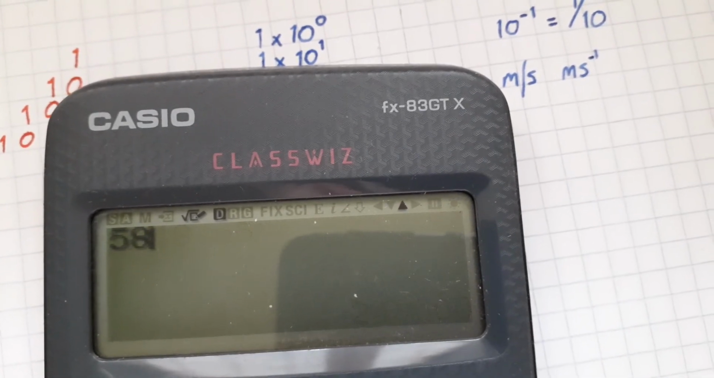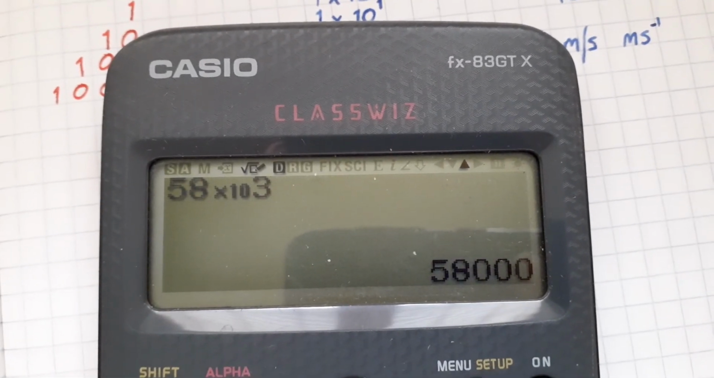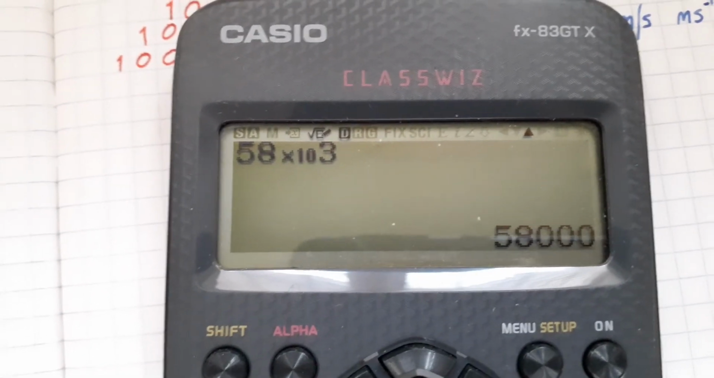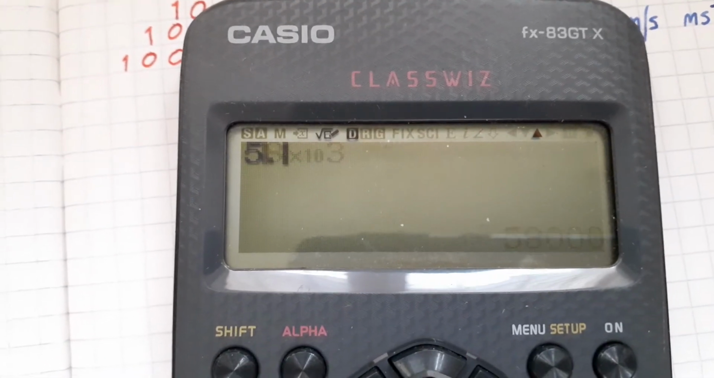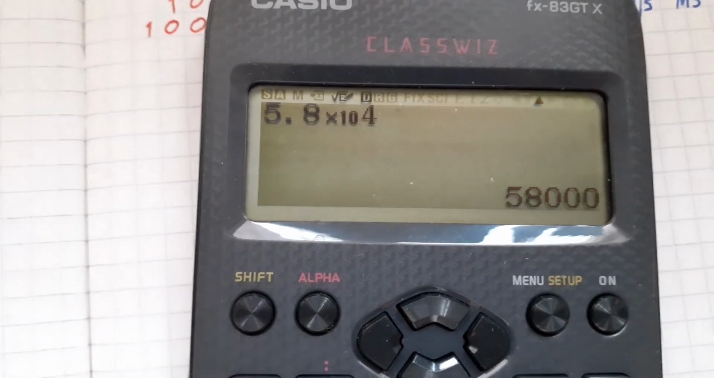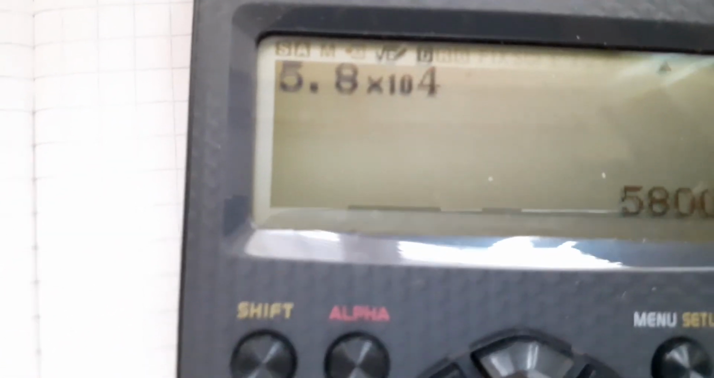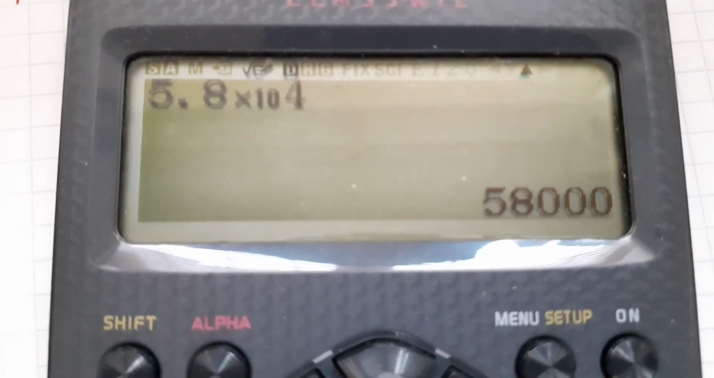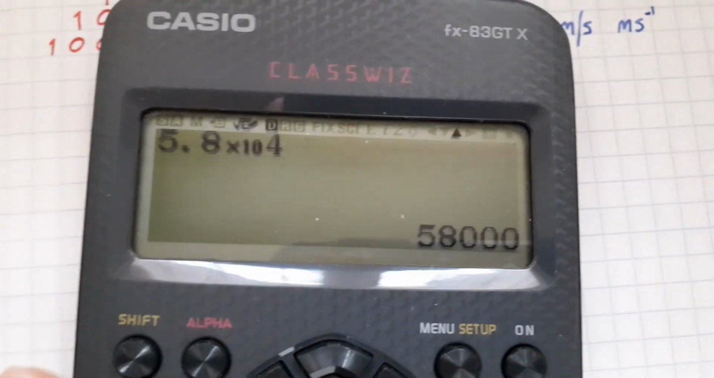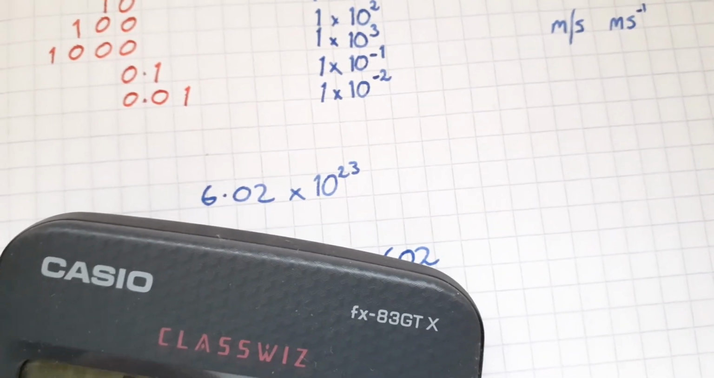What about 58 times 10 to the 3? We've got 58,000, but in standard form it would be more properly written 5.8 times 10 to the 4 to get 58,000. As I say, this is how I understand standard form. It's about adding zeros on to make the number bigger if it's positive, or to make the number smaller if it's negative. There are loads of great videos on YouTube which can explain it in a way that maybe makes more sense for you as well.